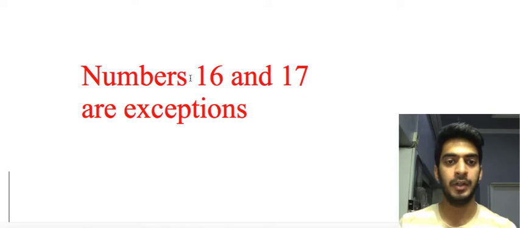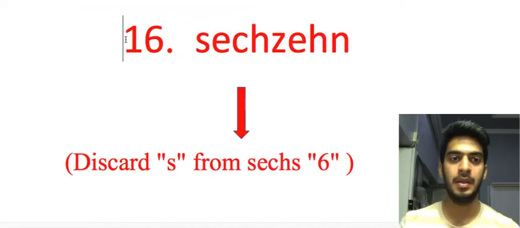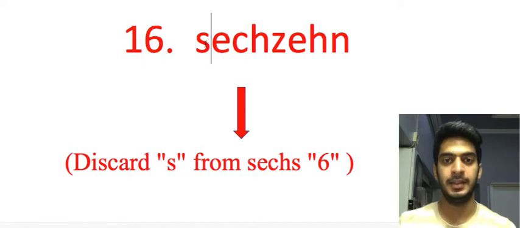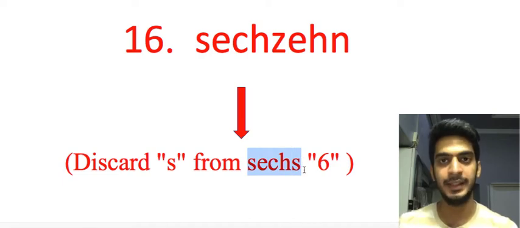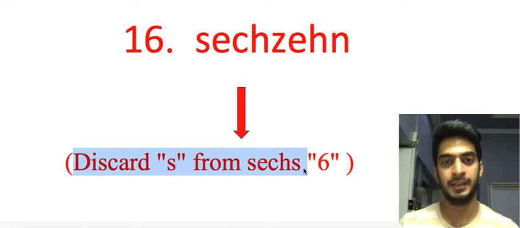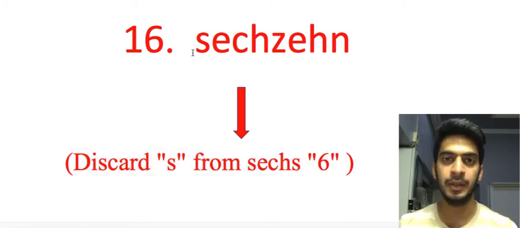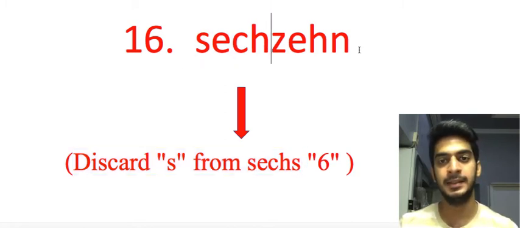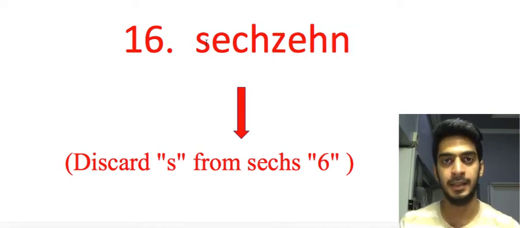Rule number 4, numbers 16 and 17 are exceptions. Number 16, sechzehn. As we all know, number 6 is known as sechs with S at the end. So, we have to discard the S from sechs. So, what is the left out word here? Sech plus zehn. So, sechzehn, number 16.